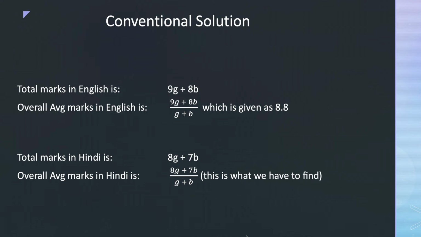The total marks in English is 9G plus 8B, right? Because this is the total marks obtained by girls and the total marks obtained by boys, so we are adding both together. To find out the average, we will divide this by the total number of boys and girls, which is G plus B. So the overall average marks in English is 9G plus 8B divided by G plus B. And this is given to be 8.8 as per the chart given in the question. The total marks in Hindi is 8G plus 7B and the overall average marks is, again, dividing this by the total number of girls and boys, which is 8G plus 7B divided by G plus B. This is what we have to find.